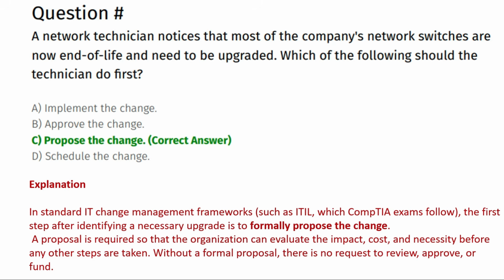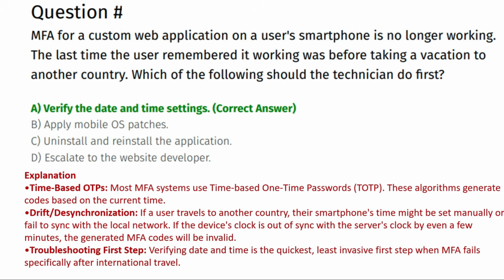So let's check the explanation. In standard IT change management frameworks such as ITIL, which CompTIA exams follow, the first step after identifying a necessary upgrade is to formally propose the change. A proposal is required so that the organization can evaluate the impact, cost, and necessity before any further steps are taken. Without a formal proposal, there is no request to review, approve, or fund. So that's why the correct answer for this question is option C, propose the change. So let's move to the next question.